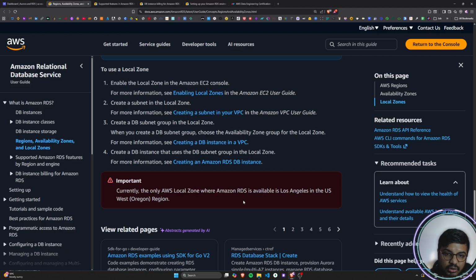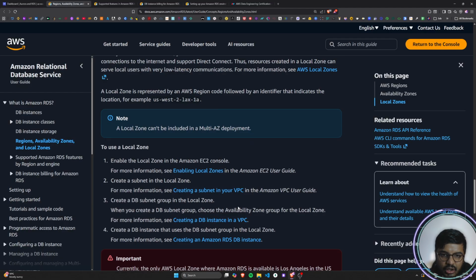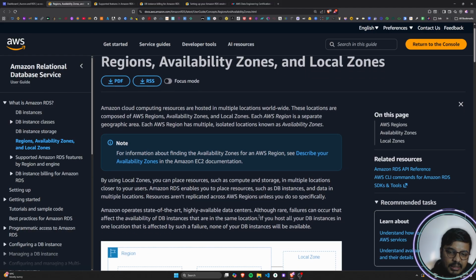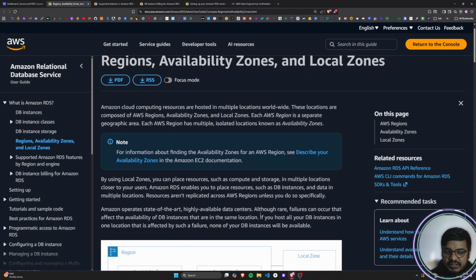Okay. Los Angeles local zone, and I'm not talking here about the region. Okay. And where exactly is this Los Angeles local zone? It is in the US West region. Okay. It is in US West region. Cool. So this was, I would say, things about what regions, availability zones, and local zones are in our RDS, right? And how we can deploy our RDS instances in multiple local zones.